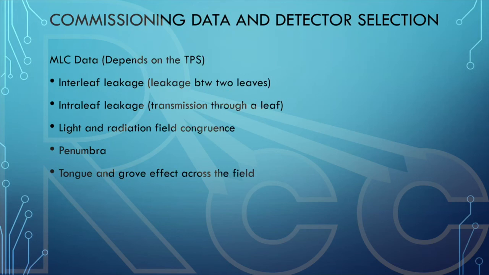You have to be familiar with your treatment planning system before you start collecting any data and before you decide how you are going to do your measurements. So you need to measure the interleaf leakage. You need to measure the intraleaf leakage as well. This is just the transmission through an MLC leaf. You need to measure the light and radiation field, the penumbra, and you have to do some measurements on the tongue and groove effect across the field.